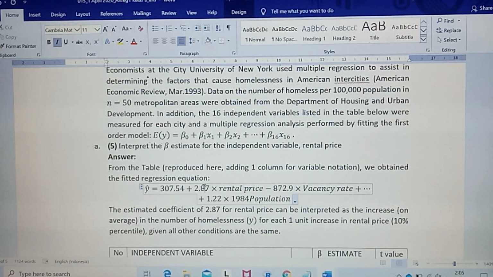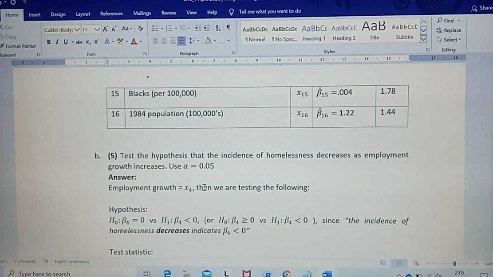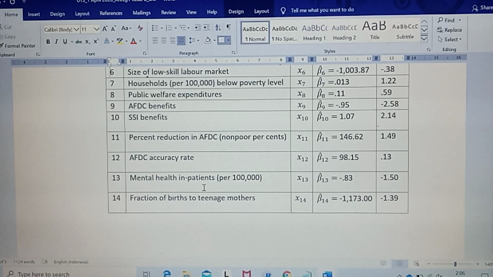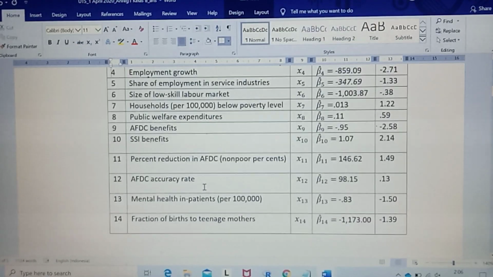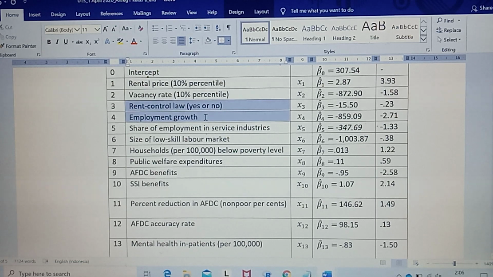So that's all we need to know from question A. And the next question: does the hypothesis hold that the incidence of homelessness decreases as employment growth increases? So we will look at the employment growth here. Where is the employment growth? Okay, so here the fourth variable is the employment growth. So that is our x4.